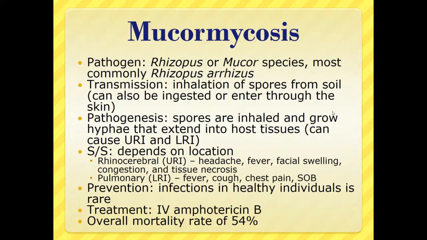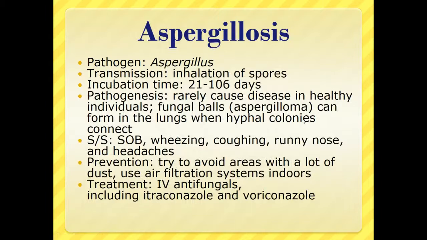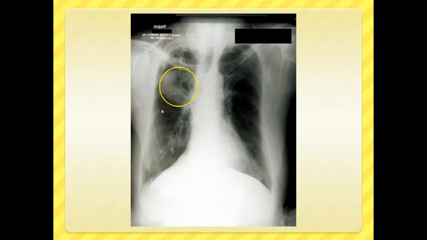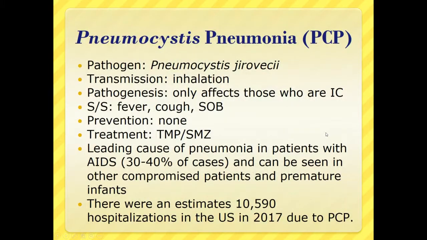Mucormycosis, very similar to these others, can cause upper respiratory or lower respiratory infections depending on exactly where it comes in. And that one has an overall mortality rate of 54%, so that one's pretty bad, but typically seen more in immunocompromised patients. Same thing for aspergillosis. Here's again a lung x-ray showing aspergillosis in the lungs. The good news about most of these fungal diseases is that healthy people really don't have to worry about them.